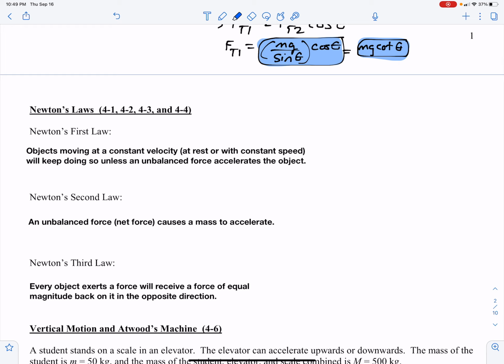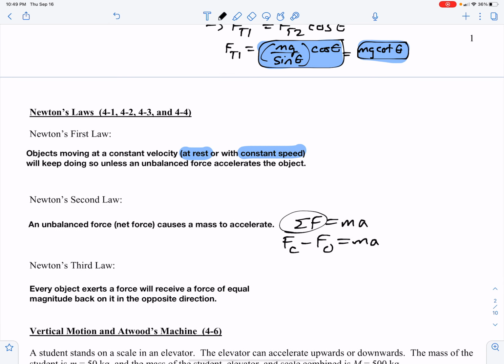Well, Newton's first law tells us that objects moving at a constant velocity, which would either be at rest or constant speed, are going to keep doing so unless an unbalanced force accelerates the object. So basically, constant velocity results in forces being balanced. Constant acceleration results in forces being unbalanced. That, of course, is the nature of Newton's second law. An unbalanced force, or a net force, causes a mass to accelerate. And we typically wrote that as an equation, net force equals ma. And then we just rewrote net force as causing force minus opposing force equals ma.